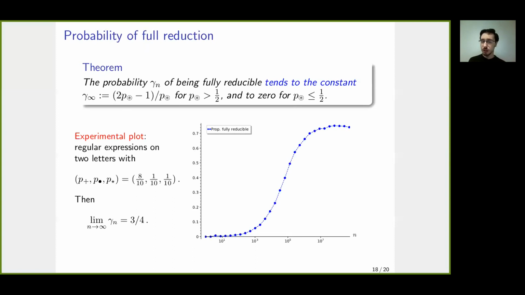And so here we see an experimental plot corresponding to the probabilities of the third experimental plot we saw, the one with the degenerate case. And we see that this is the experimental average number of nodes that are fully reducible. And so we see it tends slowly but surely to the expected limit.